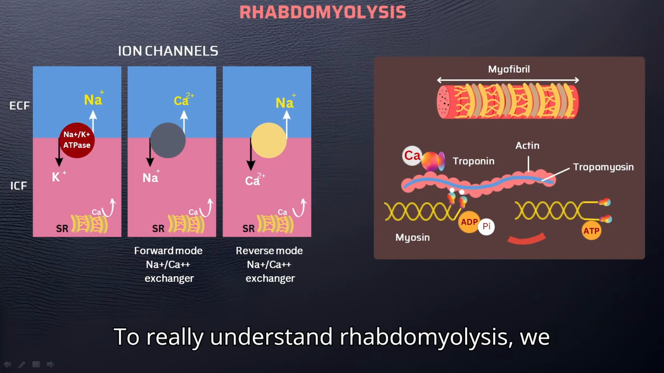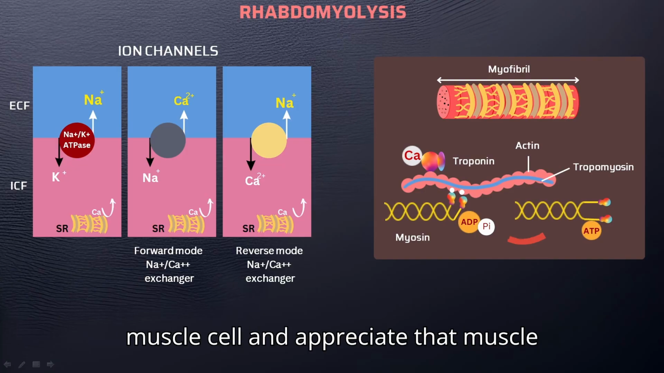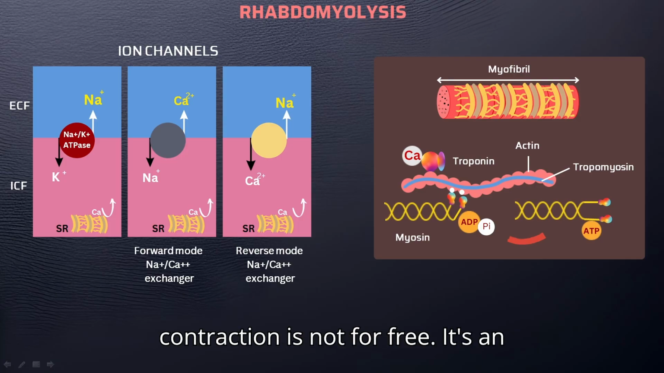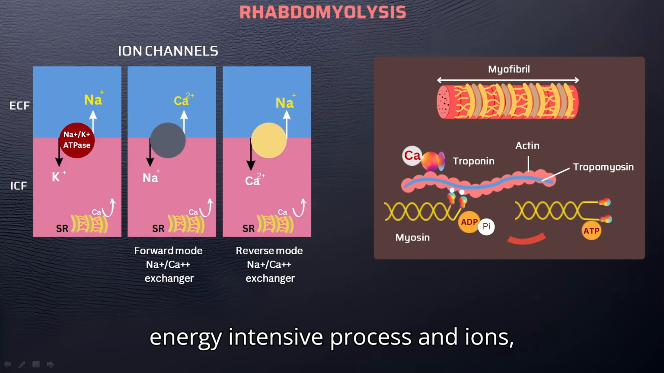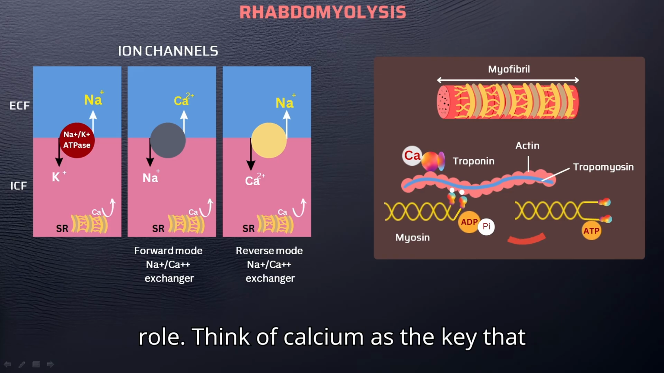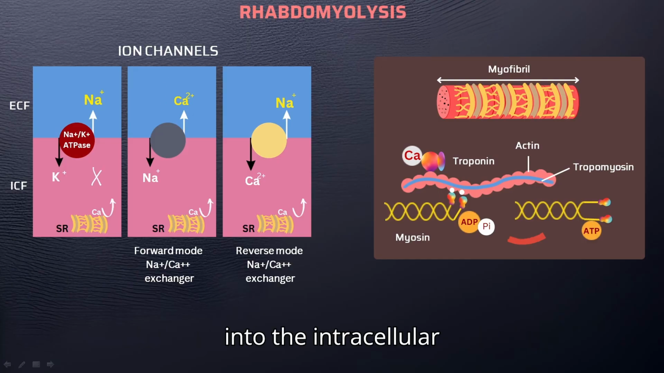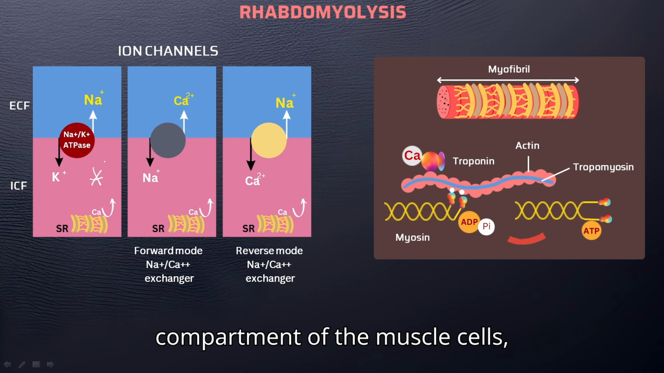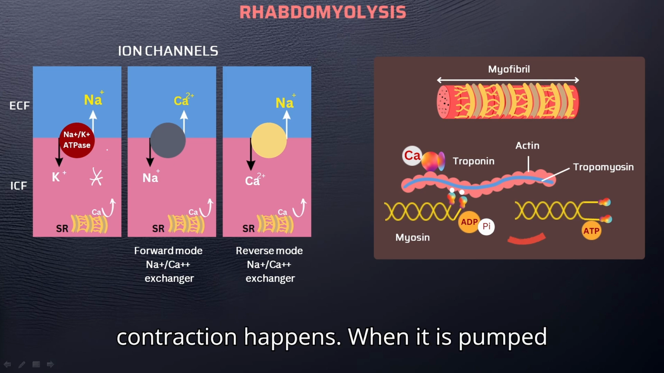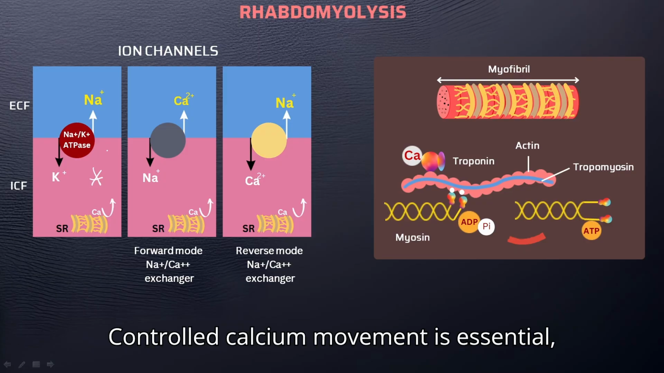To really understand rhabdomyolysis, we need to step back for a moment into the muscle cell and appreciate that muscle contraction is not for free. It's an energy-intensive process, and ions, especially calcium, play the starring role. Think of calcium as the key that unlocks muscle contraction. When it floods into the intracellular compartment of the muscle cells, contraction happens. When it is pumped out, relaxation follows. So controlled calcium movement is essential, right?